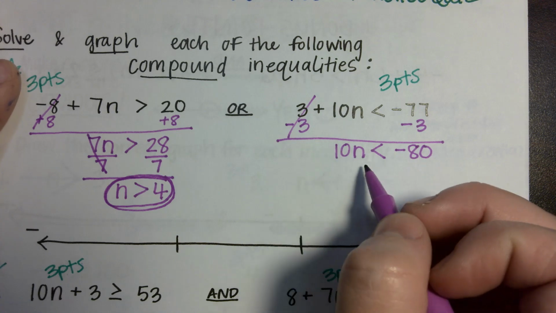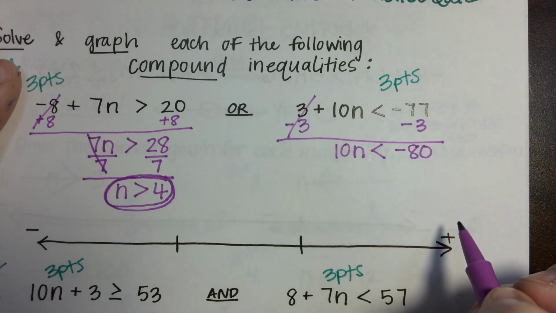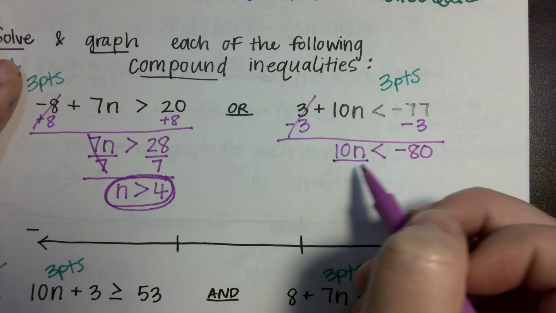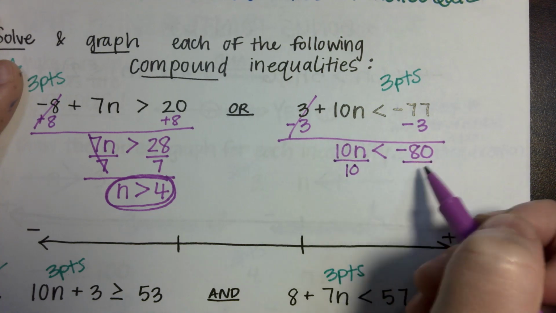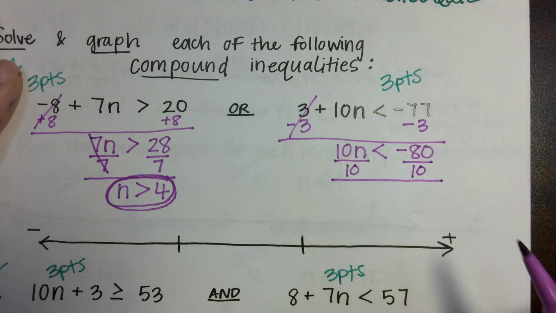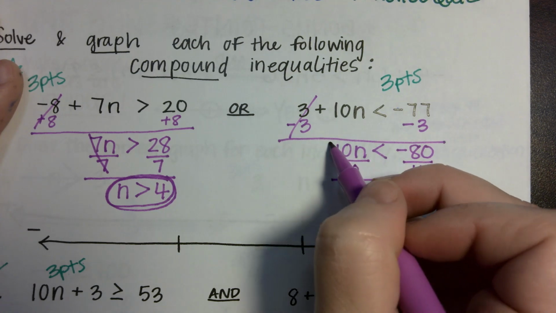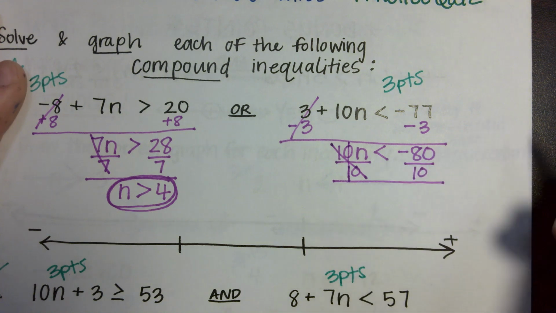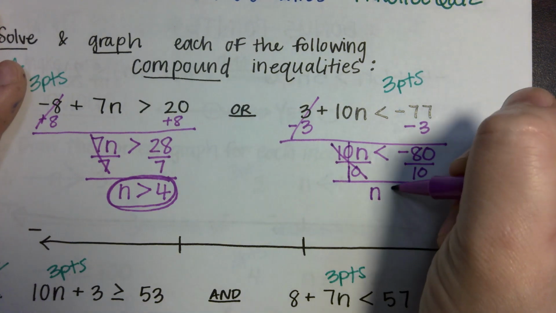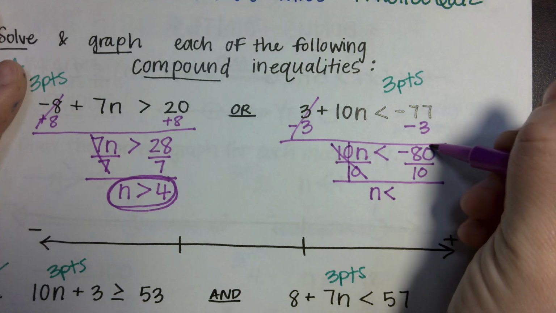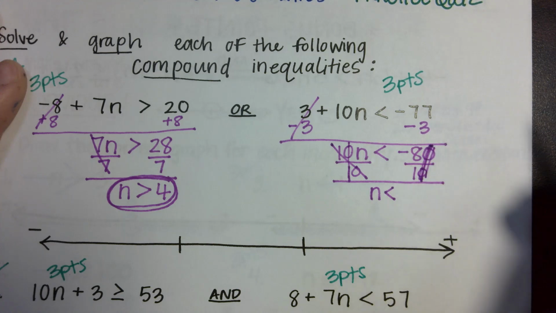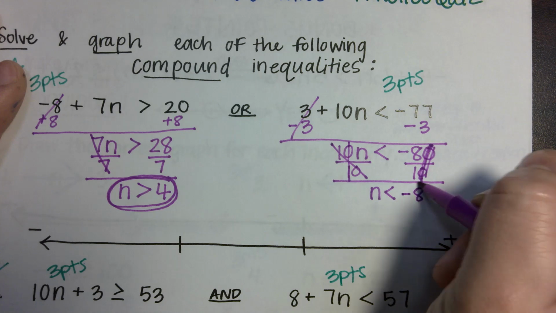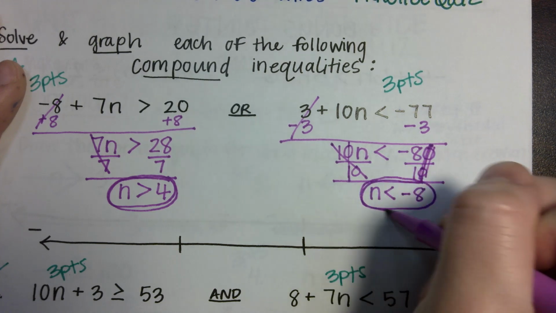Okay, give everybody a second to catch up to that point. Now we have 10 times n is less than negative 80. What is my next step? Divide by 10 on both sides, perfect. My 10s cancel out, and that leaves me with what? Perfect. It's like my zeros cancel over here. Negative 8 over 1 is negative 8. n is less than negative 8.